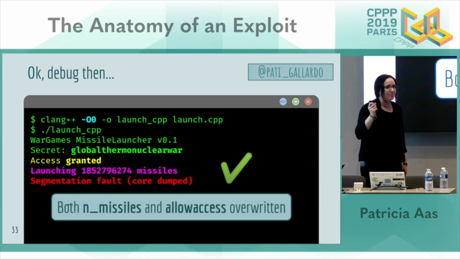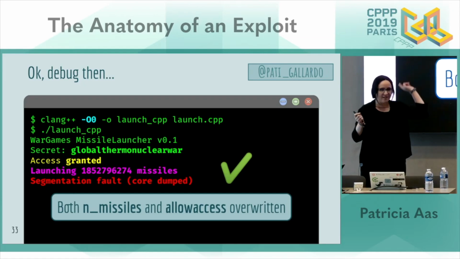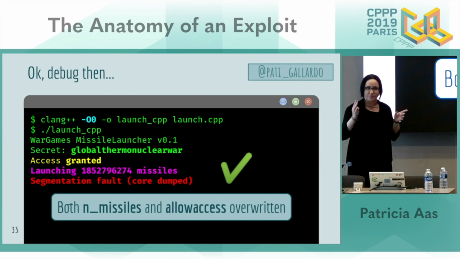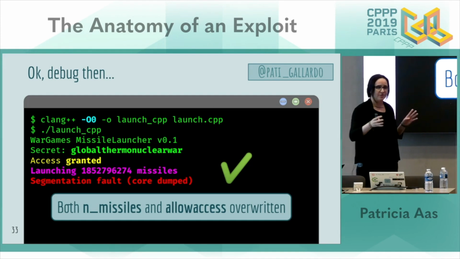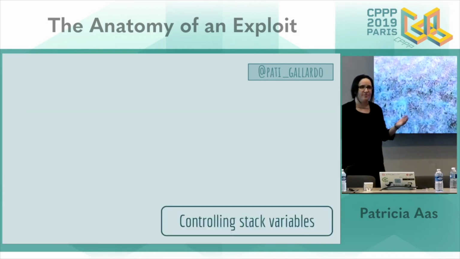But what we see here is that both end missiles and allow access are overwritten. So something in this string, global thermonuclear war, is able to change the values of these two stack variables. And so can we control them without crashing? Maybe.